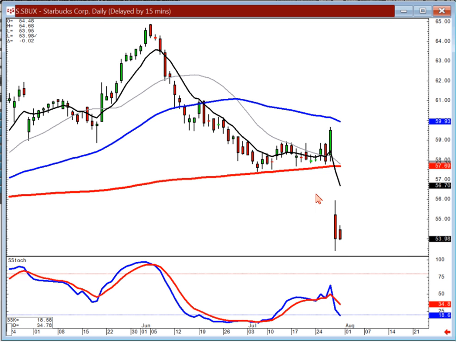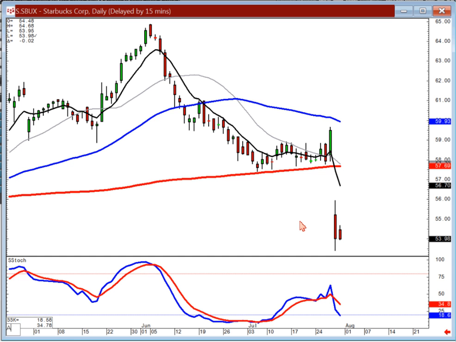I guess the whole function of identifying or using the candlestick charts is to see whether you should be long or short. Right now, it looks like you should be short. So if we woke up tomorrow and the pre-market futures were showing the Dow's down 60 and this was opening lower, I'd close out whatever you have left.